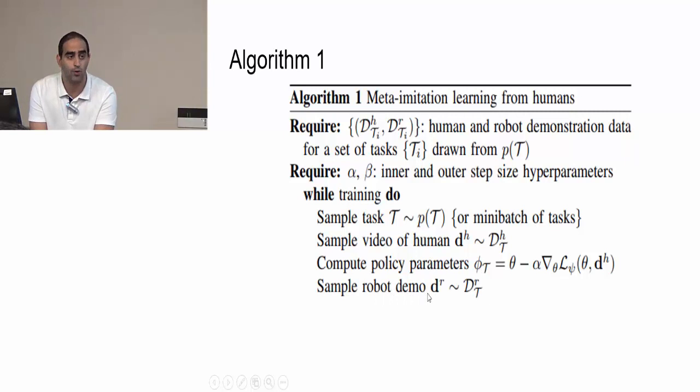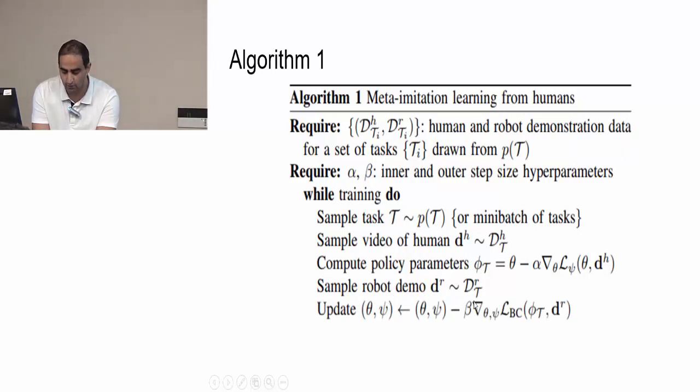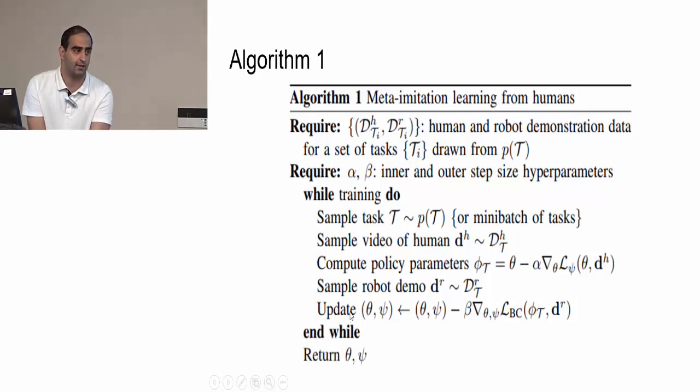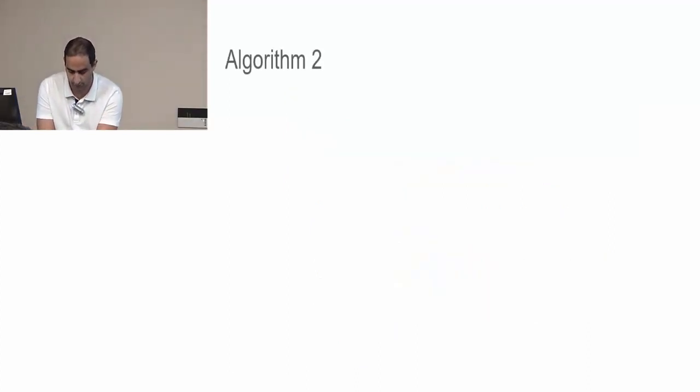Then we look at the robot demonstration and apply gradient descent on this LBC, which we can calculate mathematically. And in this LBC, the L psi is expressed. So we can use just gradient descent on this LBC, and we learn theta and psi. And then we return the theta and psi parameters. During the training, we pick up different tasks, maybe a batch of tasks, and we do this for them.